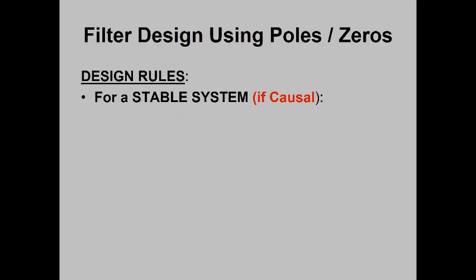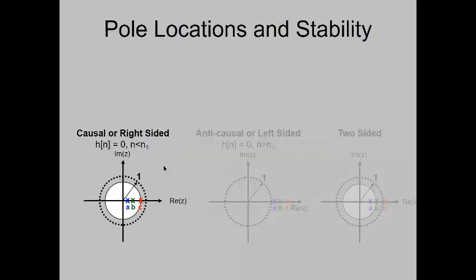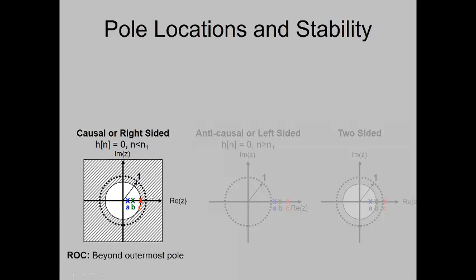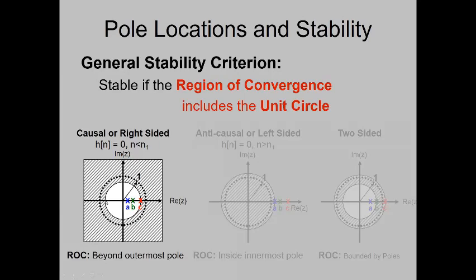If I want my system to be stable as well as causal, we said all the poles have to be inside the unit circle. And we saw that with our transfer function as well. If we had a causal or right-sided system, the region of convergence cannot include any poles. And if we want our region of convergence to include the unit circle, all those poles would have to be inside the unit circle, because for a right-sided system, the region of convergence starts at some radius and goes outward.